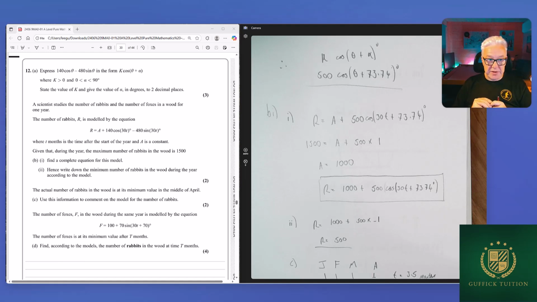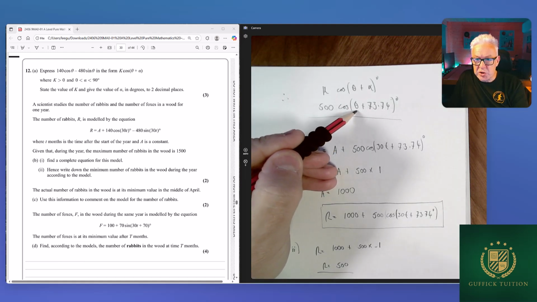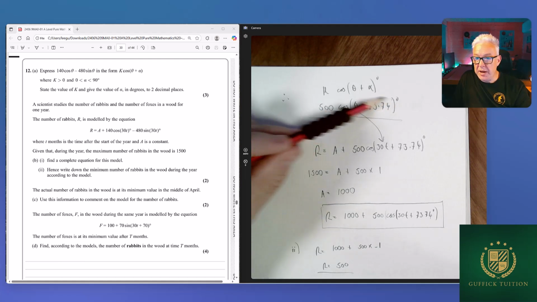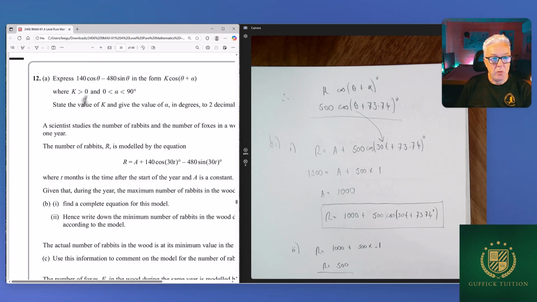I have seen some quite fiendish ones over the years that have been hard to figure out, or at least I found them hard to figure out. But this one's really nice, because all they've done is change theta for 30t. That's the only way in which this differs. Actually, what I should be saying is we need to compare this over here, the 140 cos theta, with this part here. First of all, notice the numbers are the same, 140, 480. They've not multiplied it by anything, which is kind of nice.